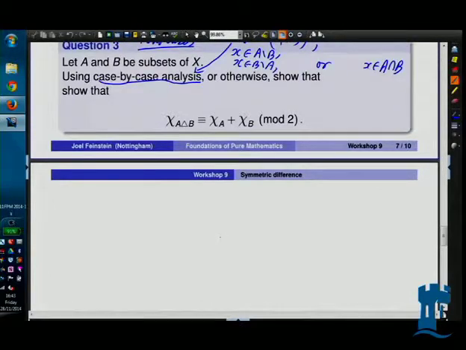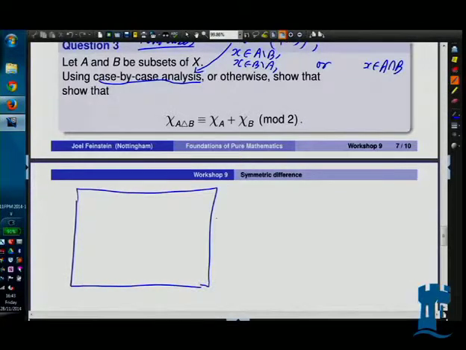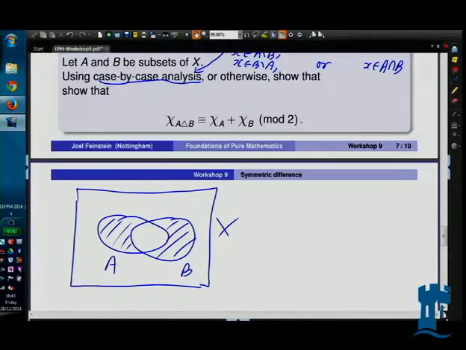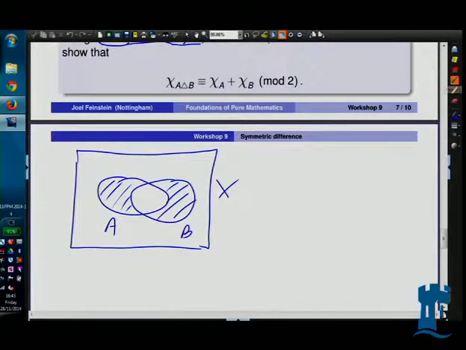Let's just draw that thing again. So here's your X, here's your A, here's your B, and A triangle B with this shaded bit, the symmetric difference. And now we want to see in the 4 cases what values you get. The most interesting one is when you're in the intersection of the 2. Okay?